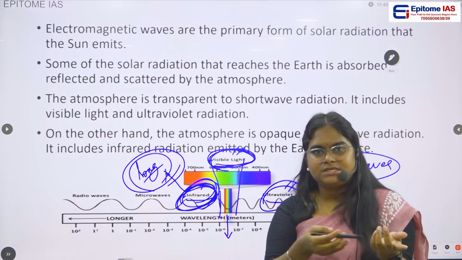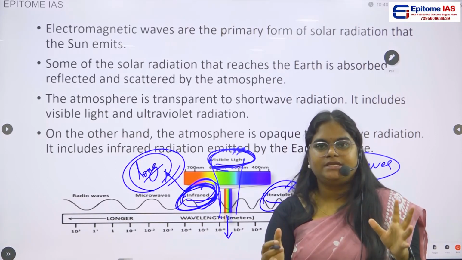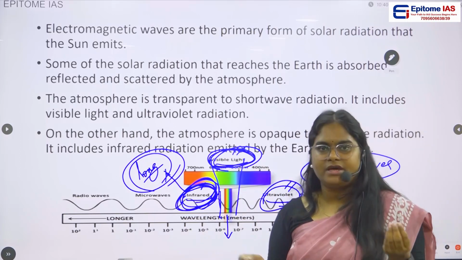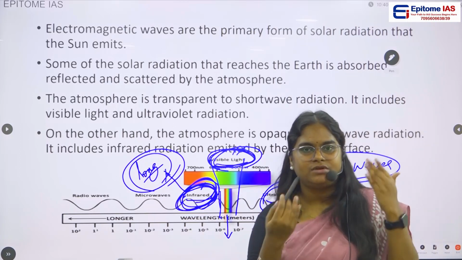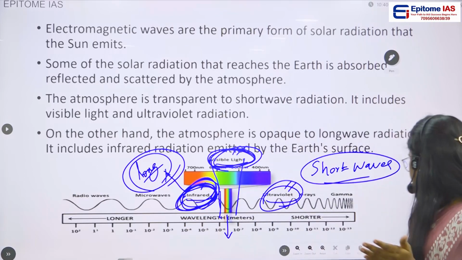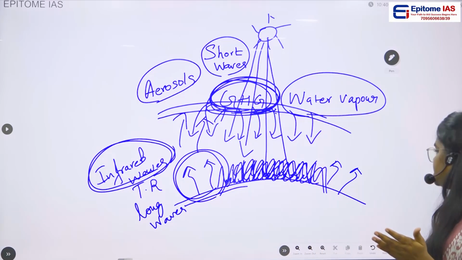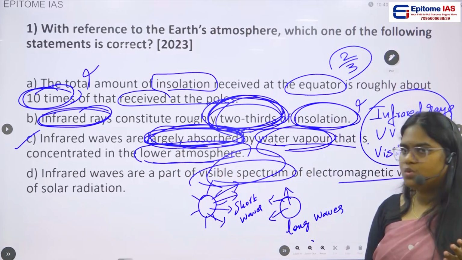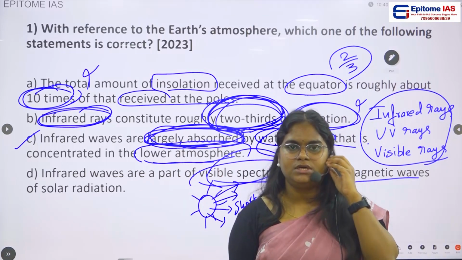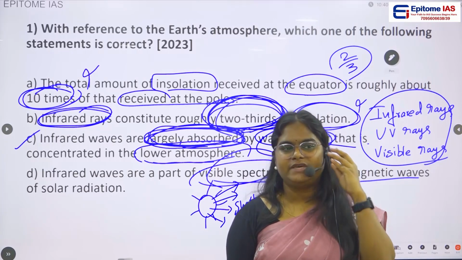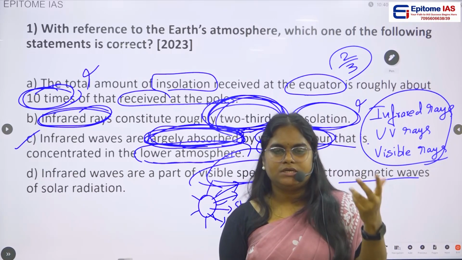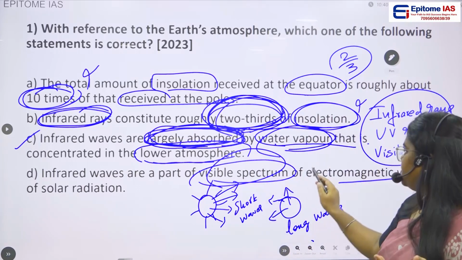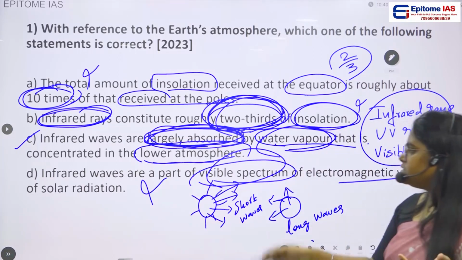Those colors which we are seeing, they are emitting the light. Those are visible light. But apart from that, the infrared waves we can't see. It's not visible to human eyes. But what they are saying in option D is that the infrared waves are part of the visible spectrum. No, it does not belong to the visible spectrum because we cannot see the infrared rays with normal human eyes. Okay, so we can eliminate this option because this is wrong.